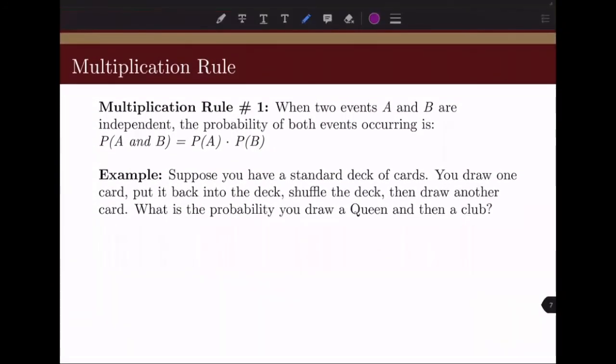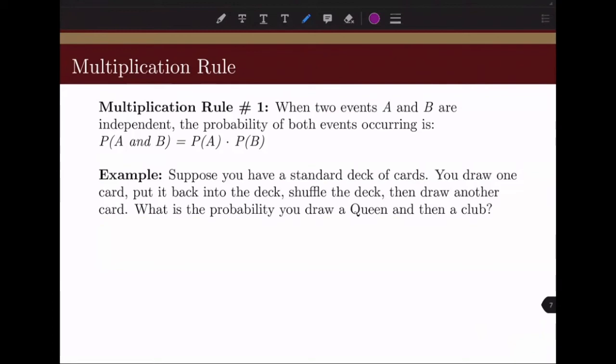When two events A and B are independent, the probability of both events occurring is P of A multiplied by P of B. So suppose you have a standard deck of cards. You draw one card, put it back in the deck, shuffle the deck, and then draw another card, thus making these independent events because we are putting the cards back and shuffling. What is the probability you draw a queen and then a club?